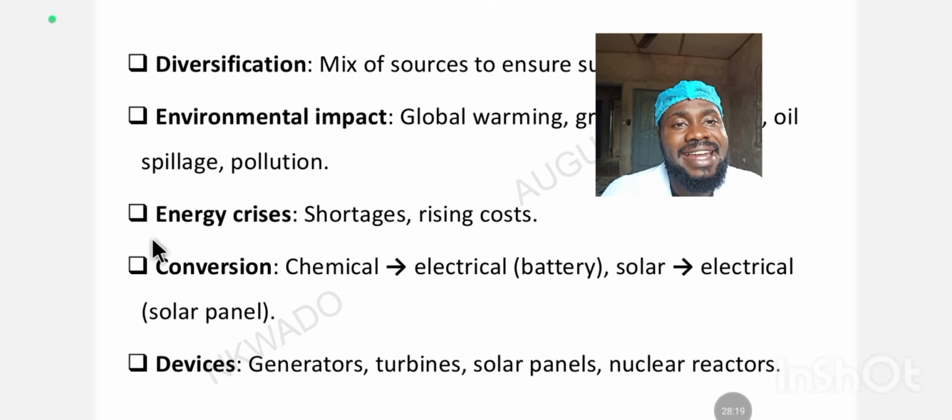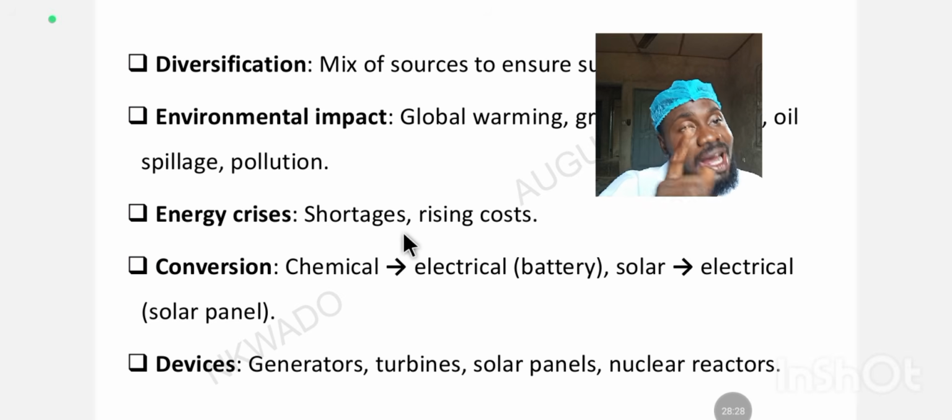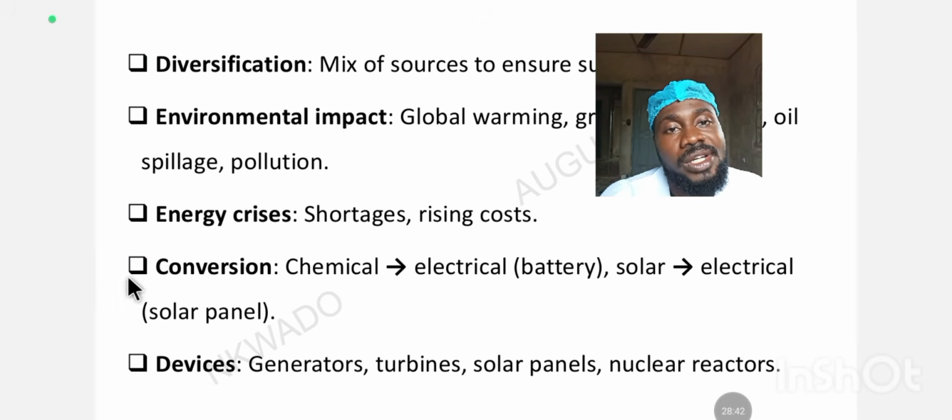Let's look at the energy crisis. What are we facing currently as regards energy? It's shortage. And what is causing the shortage? Because we rely so much on one particular source of energy. That's why the need for diversification is inevitable. So, rising costs. When there's shortage, the price increases. High demand leads to what? Increase in price.